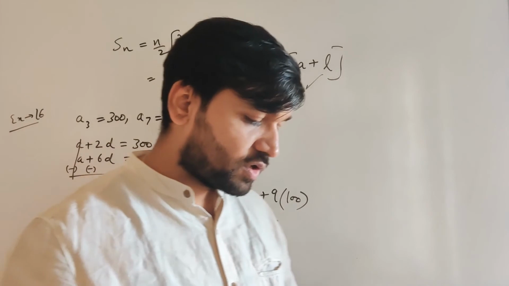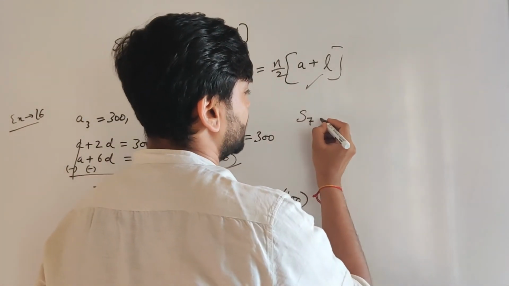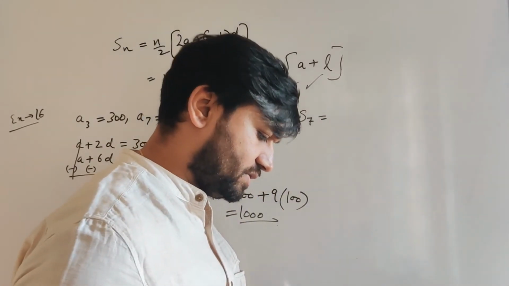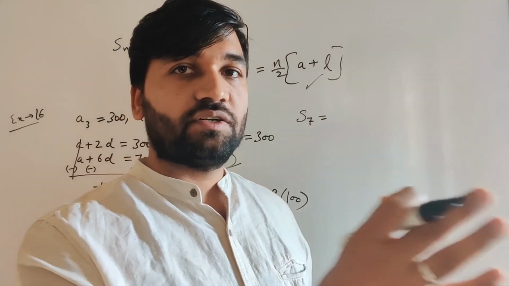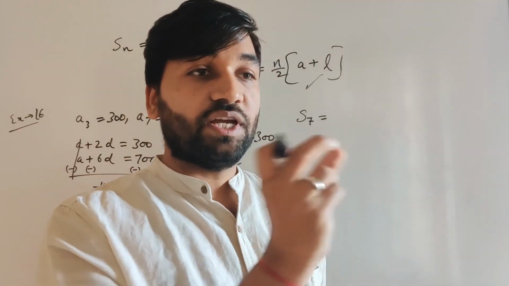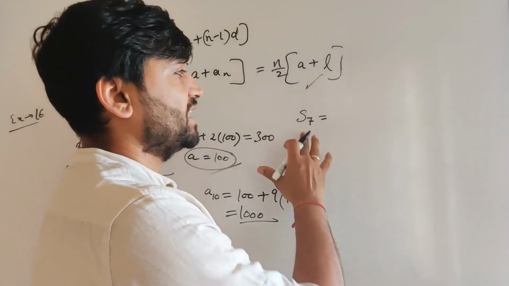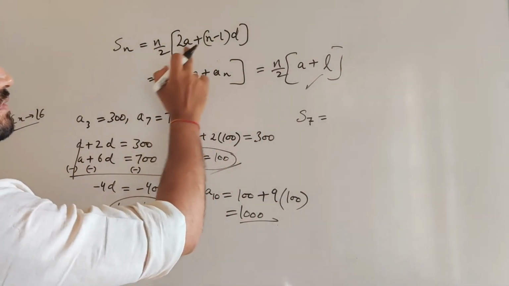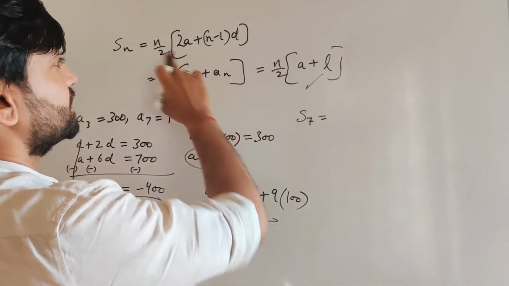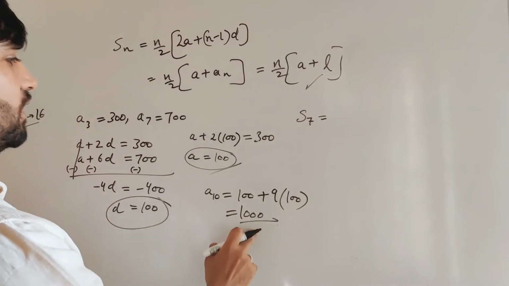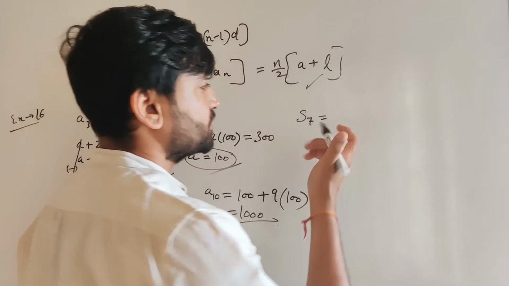And the third part, the total production in the first 7 years. Total production means they are asking for the sum in the first 7 years: first year, second year, third year, and so on up to 7 years. These individual productions you're going to add up. You learned the Sn formula, which is n by 2, 2a plus n minus 1 into d. We just substitute n as 7, a as 100, which we have already found, and d as 100 as well. So it's just substitution and simplification.